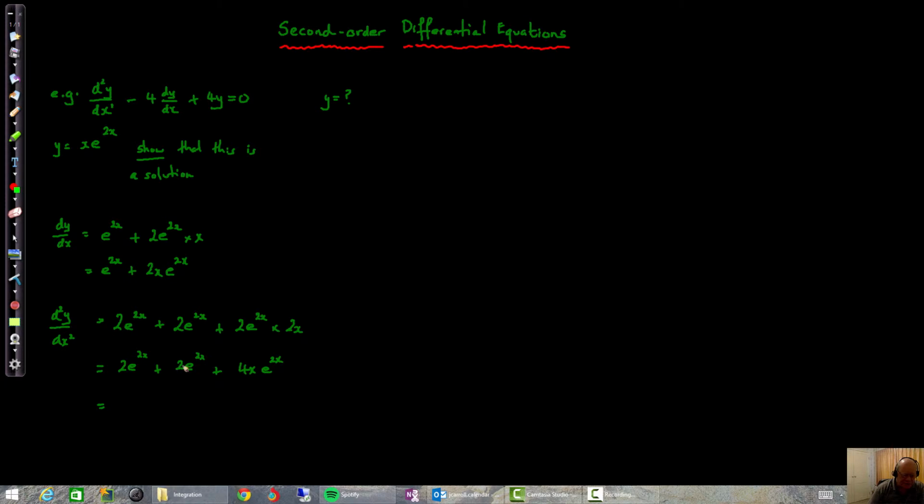Hopefully you're noticing that these are two like terms here, so that will simply be 4e to the power of 2x plus 4x e to the power of 2x. Okay, now we've got our original function, our first derivative and our second derivative. Let's go back to this statement here and show, hopefully, that when we substitute into the left hand side we end up with 0, which is what we're expecting to get. Why? Because we're trying to show that it equals 0.